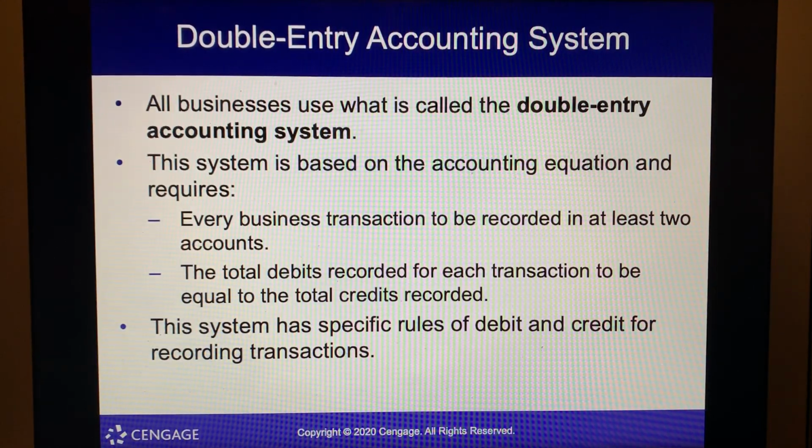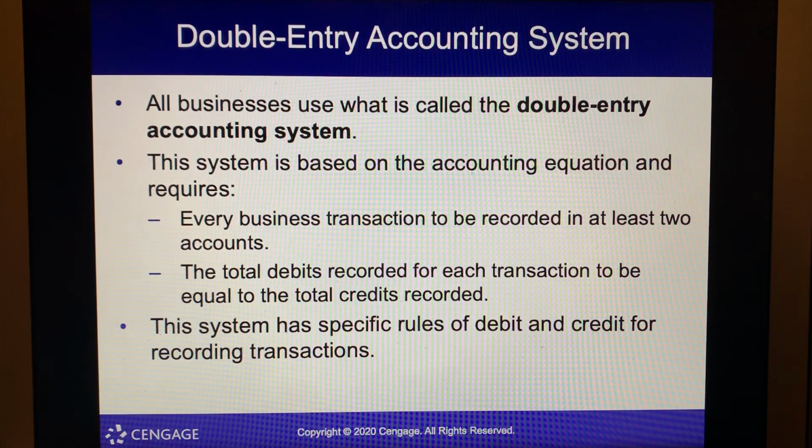So double entry accounting system: all businesses use double entry accounting. It's based on the accounting equation. Every business transaction is recorded in at least 2 accounts. The reason it's accounted for twice is that there's always checks and balances in accounting. If your equation doesn't balance, you did something wrong. You always have to go back and double check.